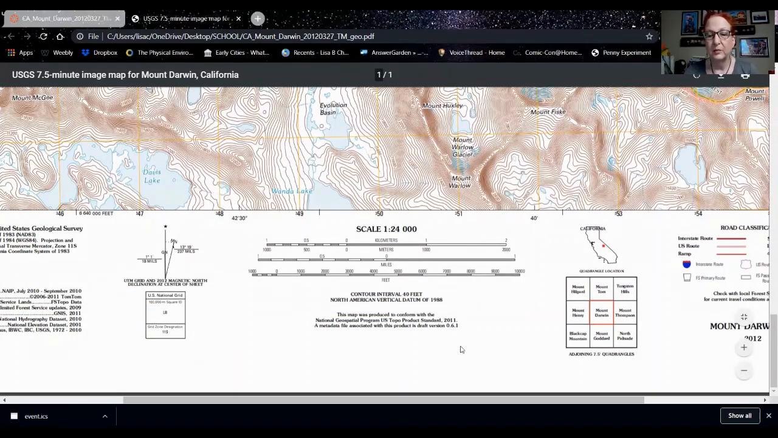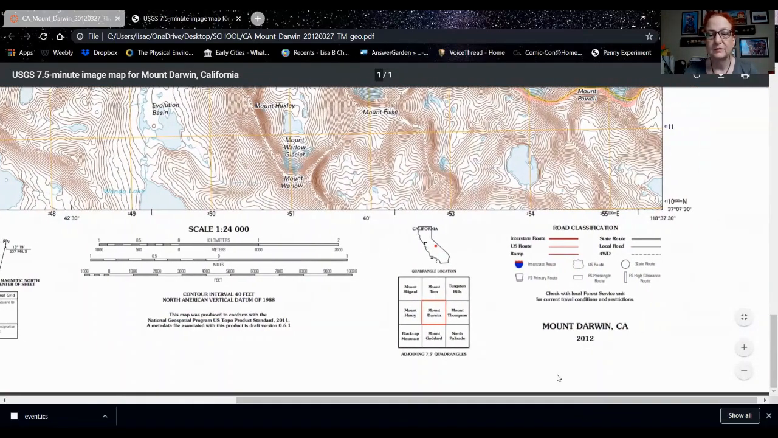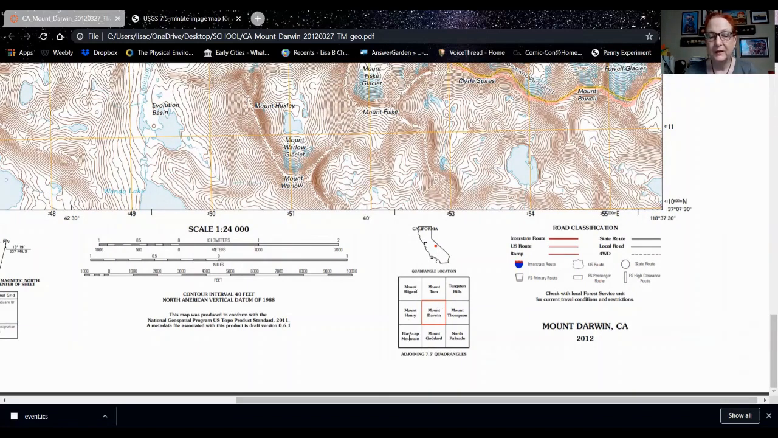Another feature on this map, as you move over, this is the state of California. This little dot is where Mount Darwin is. You move down here, this shows you that the center map is Mount Darwin. But say that you had a trail you were following, and oh no, it goes off this map right here, and you're somewhere down here. You know you can go here, look down, and that Mount Goddard is the next map that you'd have to get in this series so that you could have the whole area.